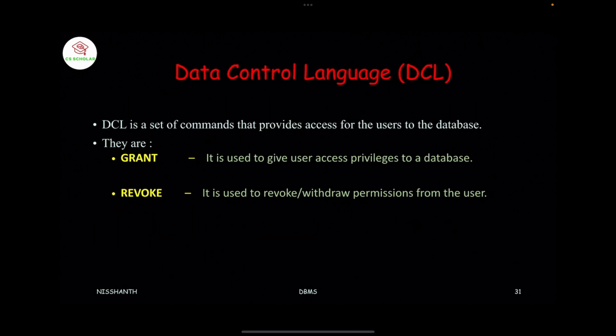Moving on to DCL, these are the commands that are used to provide access for users to the database. Usually, the database contains confidential information. Everyone cannot be given access to the database as it is a threat to the security of the application. So DCL is used to give access to a particular database to any user who requests access. We have only two commands in DCL: grant and revoke. Grant is used to give a user access privilege to a particular database, and revoke is used to withdraw permission from the user.